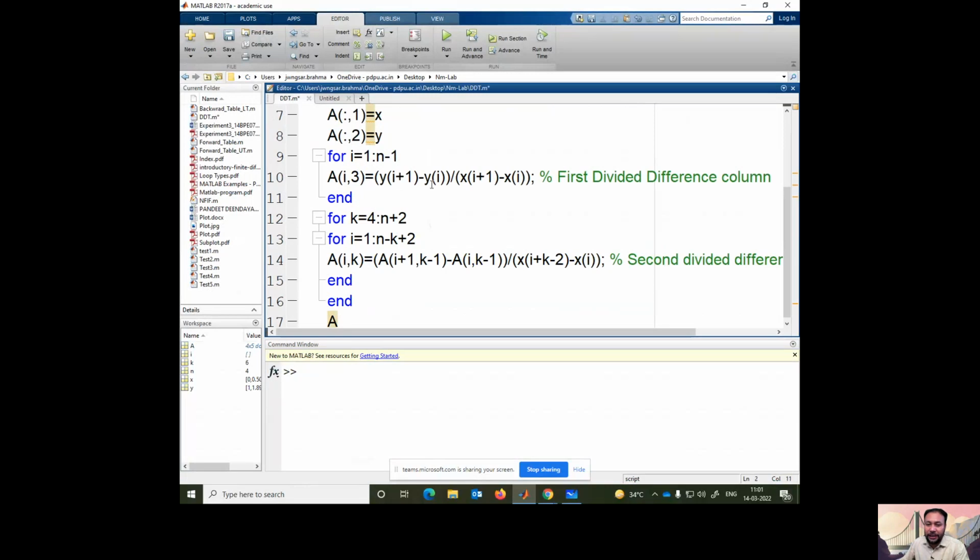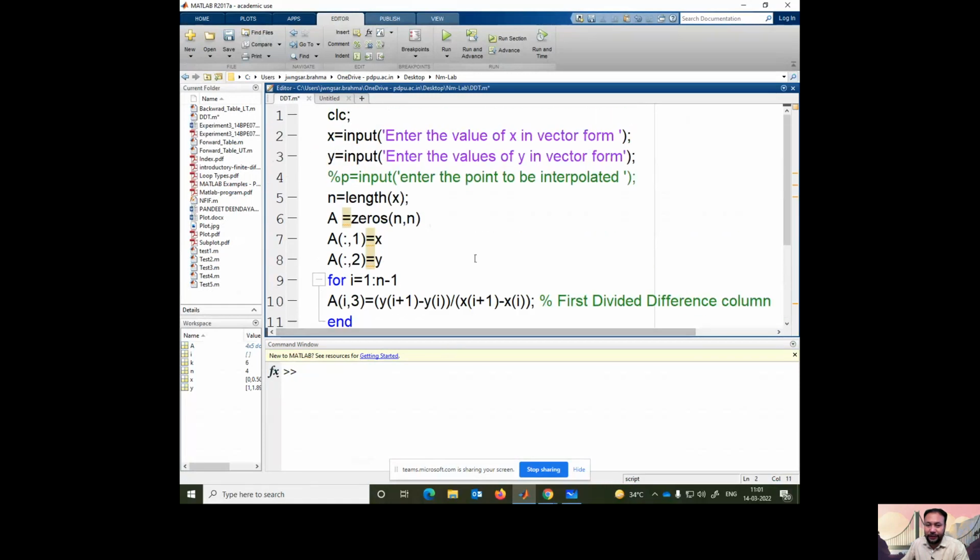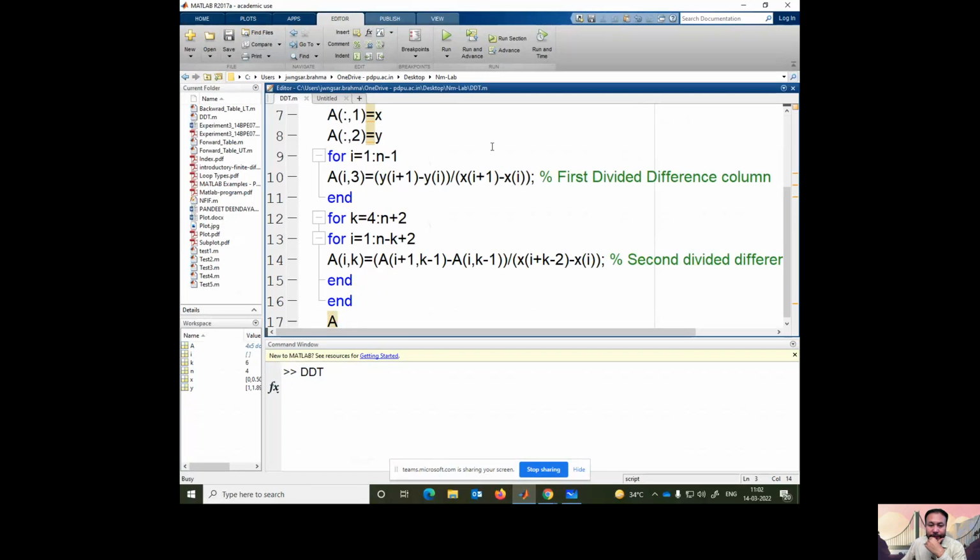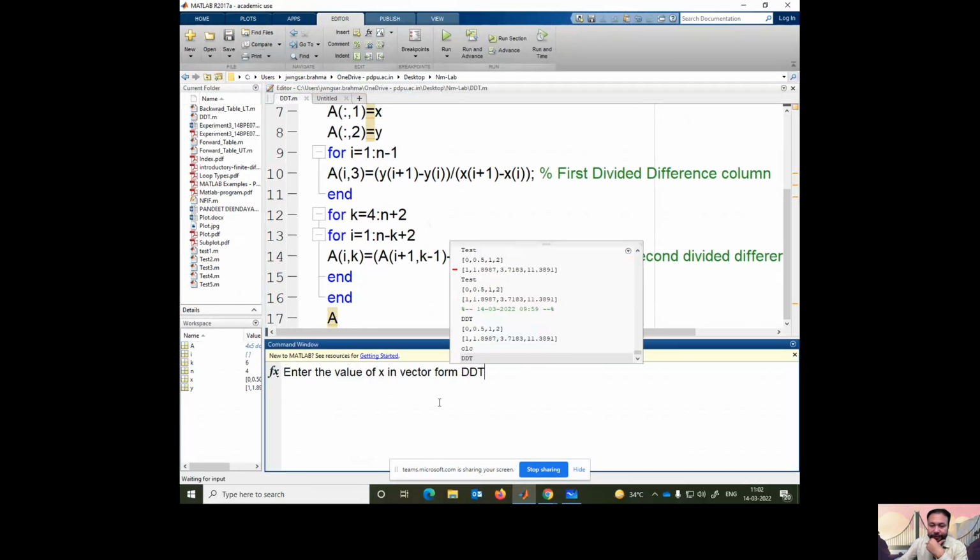K is equal to 3. The operation is working here as we discussed in the previous lecture. And this for loop is for k is equal to 4 onwards only, k is equal to 4 to n plus 2, right? i moves from 1 to n minus k plus 2. And the algorithm we have developed here. Let us try to run this program. If I run it, yes, it is running.